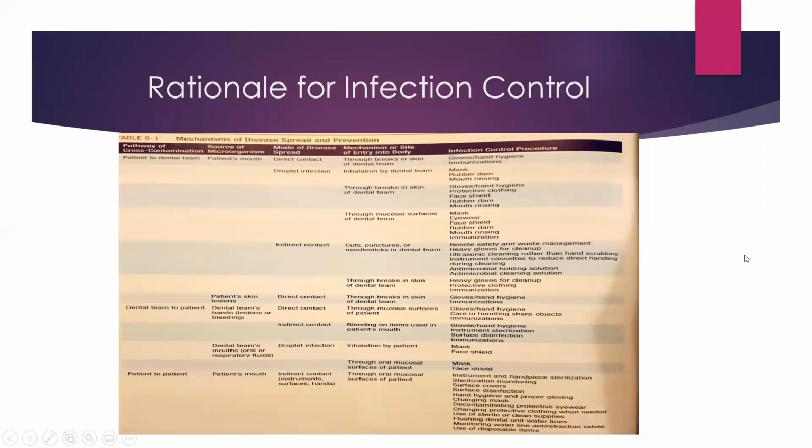This is Table 8-1 from the same infection control textbook. It's a slew of information, but it just goes to show how important it is, and how detail-oriented infection control can be. You see in the first column the pathway of cross-contamination, from patient to dental team, for example. Then you see the source of the microorganism, which is the patient's mouth, obviously. And then the mode of transmission could be direct contact, droplet infection, or indirect contact. And droplet infection is a big one, especially nowadays with COVID-19 going on.